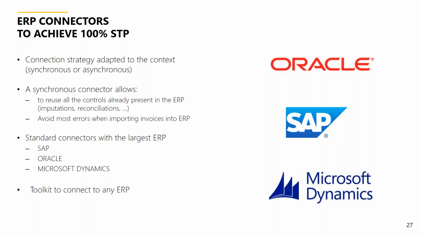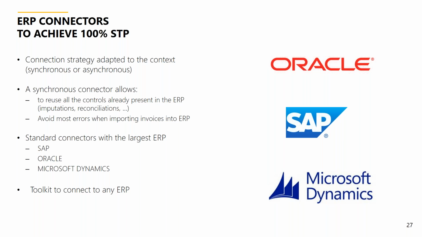Most cloud solutions offer a very simple text file interchange with your ERP. And that tends to be very much an asynchronous type integration, but it doesn't actually use any of the controls and governance that you have in place in your ERP. So that then creates errors when you're trying to write to your ERP, which means you've got to sort out these errors, and therefore you're not getting very much automation in place.